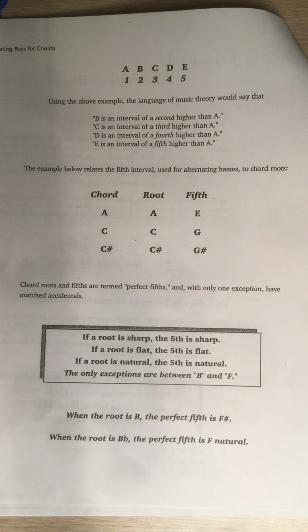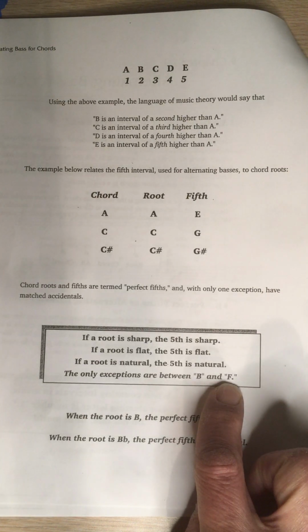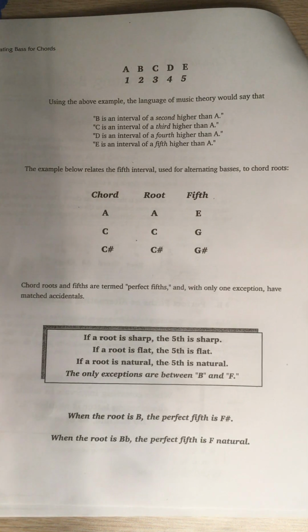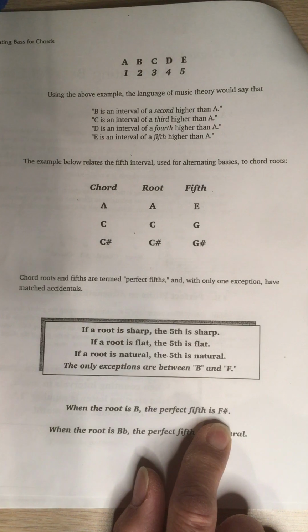The only exception is between B and F. So the distance between B and F is only 3 steps. It's a spot in the C scale that does not match up to 3.5 steps, or the perfect fifth. And so when we play, you'll notice we do have a B chord. It's B7. When we chart out how to play an alternating bass on a B7 chord, we must use F sharp and raise that tone up. So all the other tones will be matching natural notes. So when the root is B, the perfect fifth is F sharp.